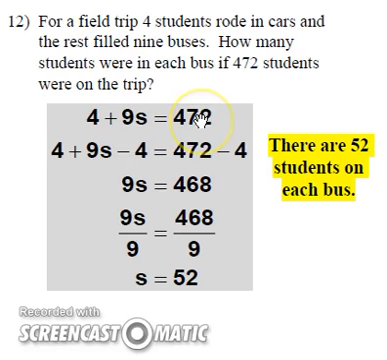So there's our equation. Take away the 4 from both sides, and that gives us 9s equals 468. Divide out that coefficient of 9, and we end up getting 52. So there are 52 students on each bus. Altogether, there are 9 buses with 52 students on each, plus the 4 students that are in the cars.